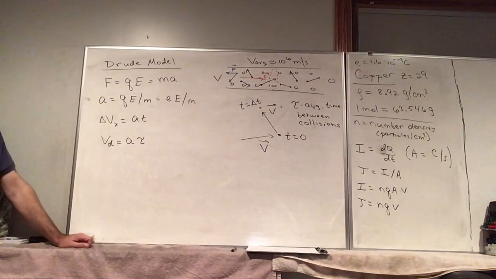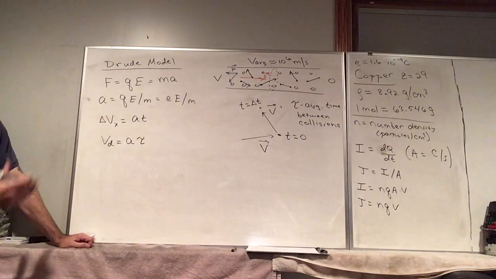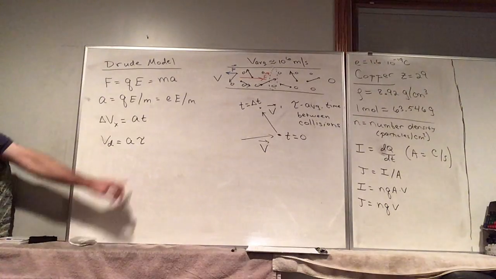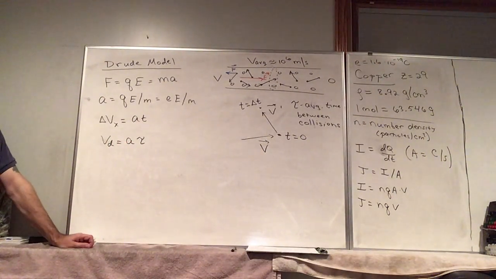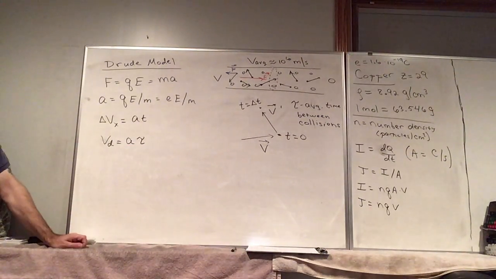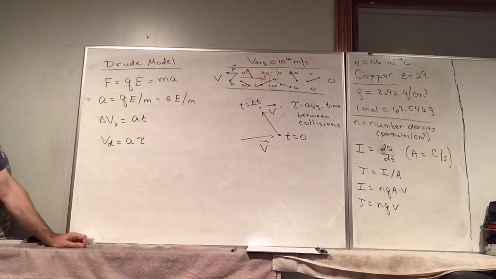The drift velocity, we consider that kind of like the average velocity, or the average change in velocity due to this electric field. Again, the way tau is defined, we don't have that factor of 1/2. So this is the time since their most recent collision. We set t equals 0 there. And so the drift velocity is just A times tau.